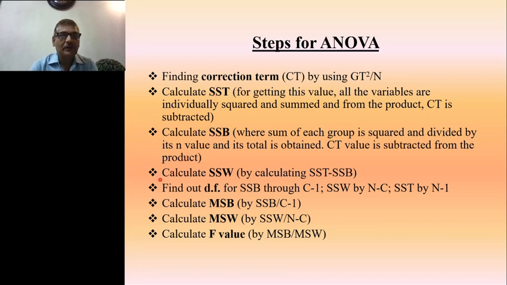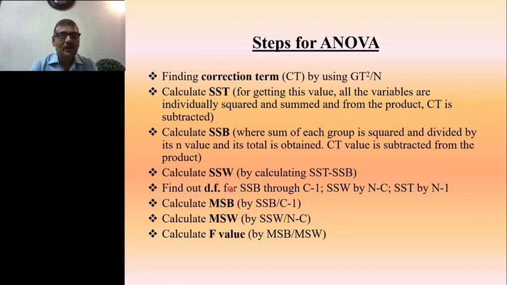After that, you will calculate SSW, that is sum of squares within the samples, and this can be obtained just by taking SST minus SSB. So if you subtract SSB from the SST, this SSW will be obtained.